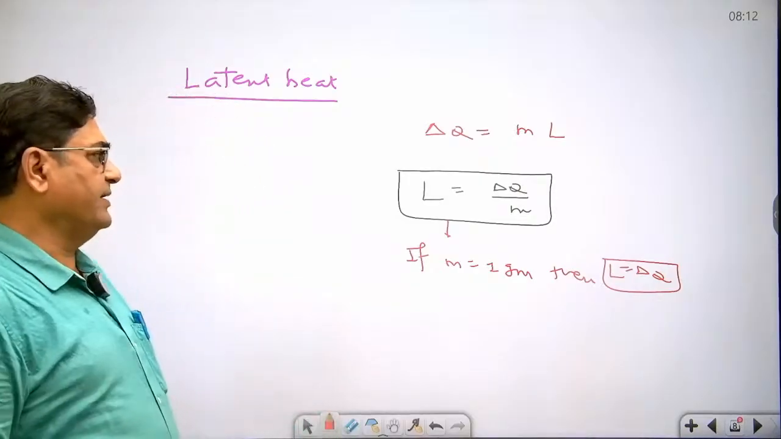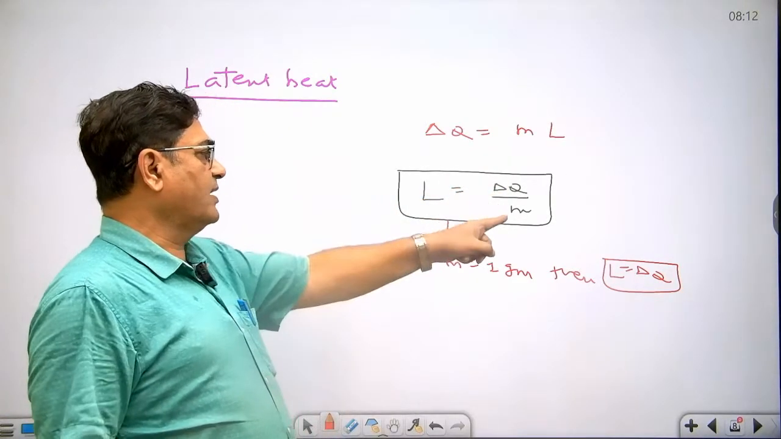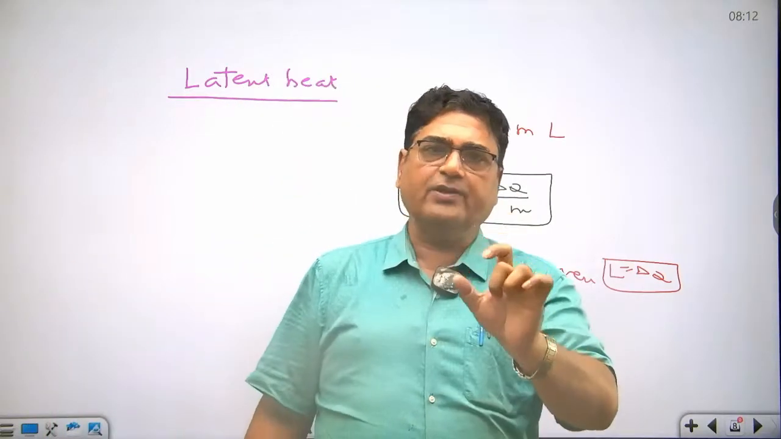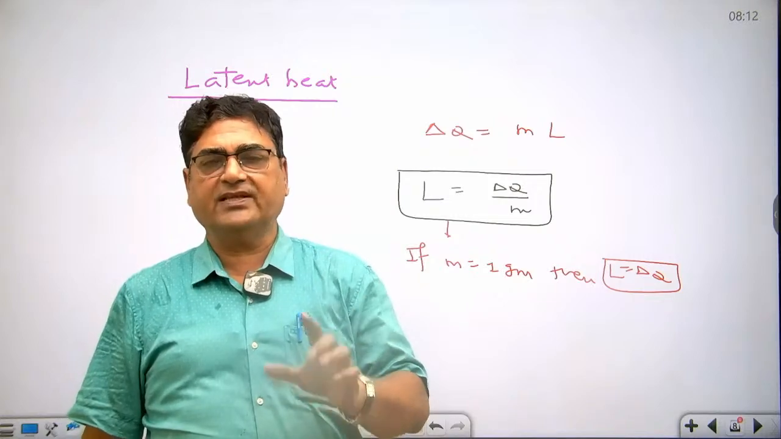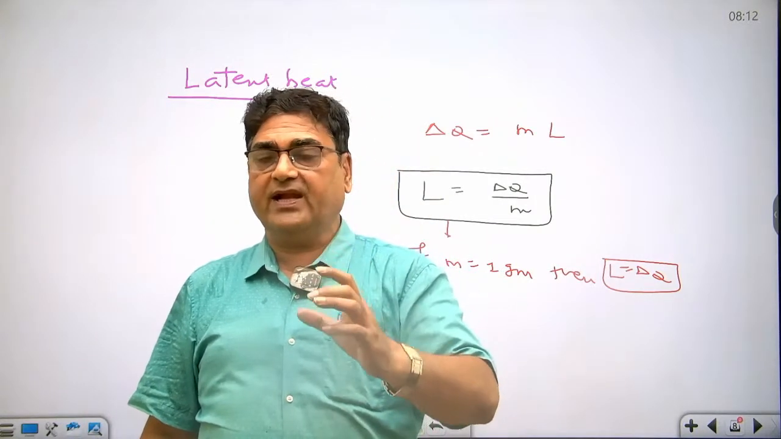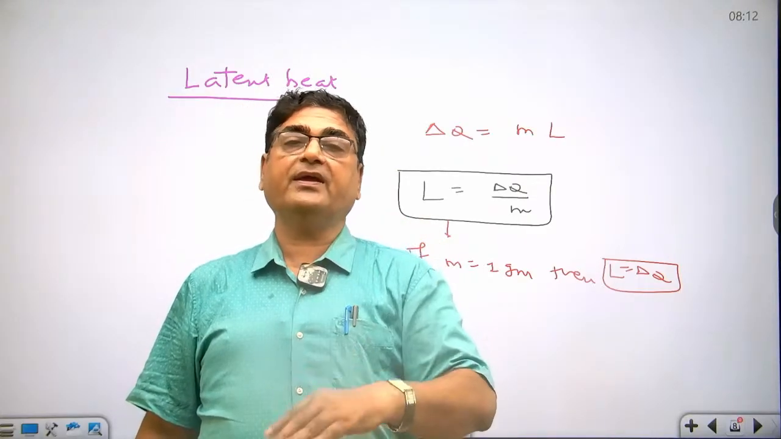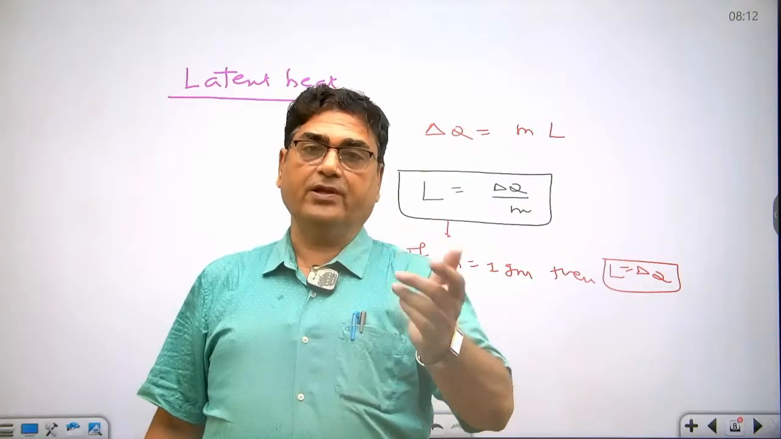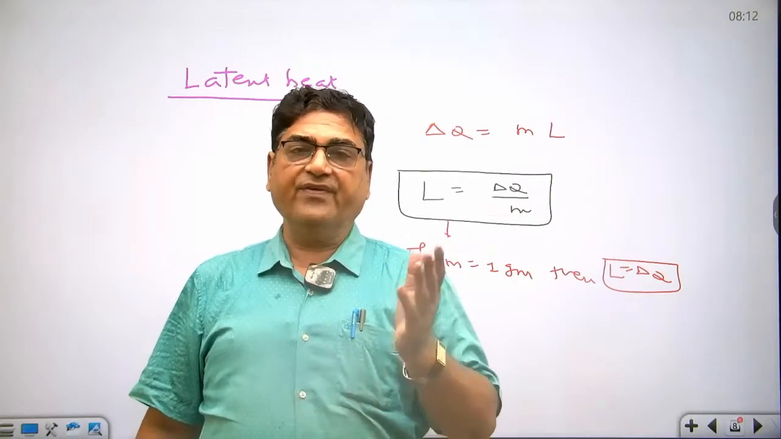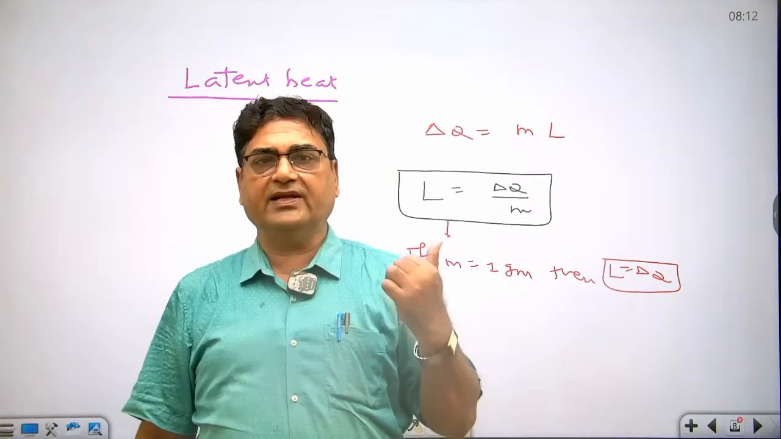So what is latent heat? It is the quantity of heat to change the state of 1 gram of substance at a given reference temperature. This given reference temperature word is very important. And what is this given reference temperature? This given reference temperature can be either boiling point of liquid or can either be melting point of solid. If the given reference temperature is melting point of solid, then it is called latent heat of fusion.